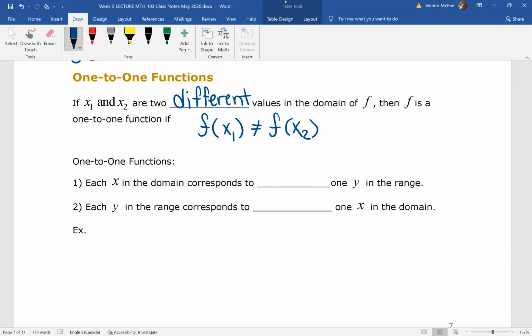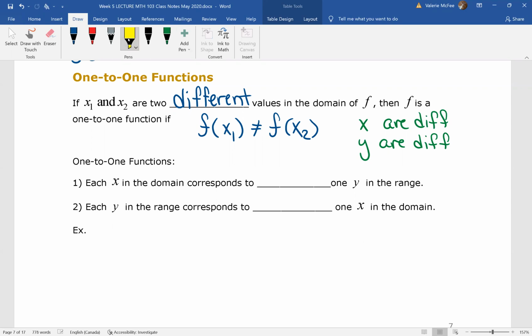So what does that mean in English? Well, first of all, it means our x values are different. And if the x values are different, then the y values have to be different. Think about functions that we had before. When we had a function, we said that every x value belonged to exactly one y value. But the y values could be the same. Now we're saying the y values cannot be the same if the x values are different.